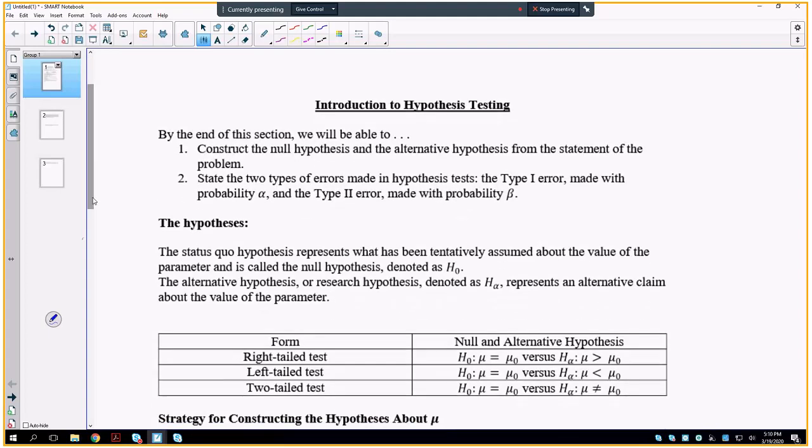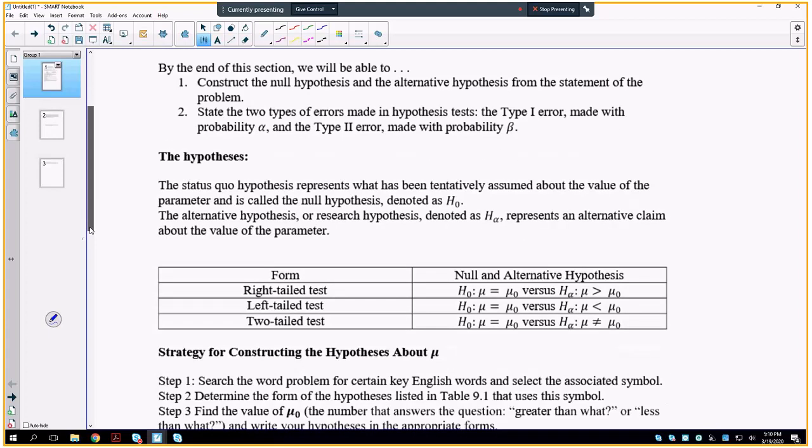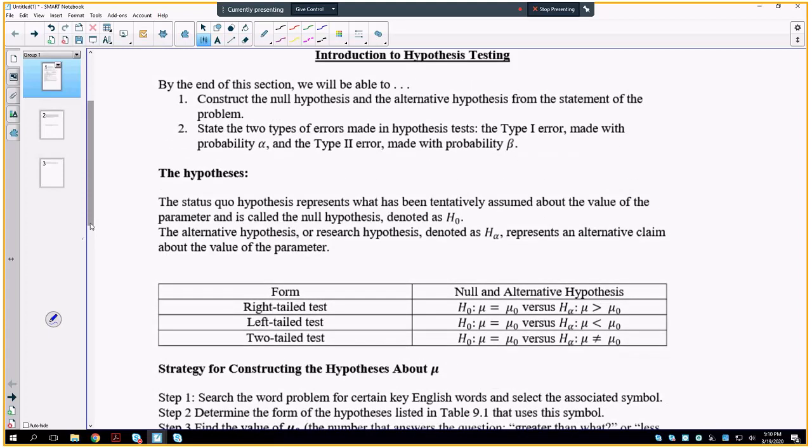Just an introduction to hypothesis testing. We'll mostly be talking about definitions. And by the end of the section, you should be able to construct a null hypothesis, construct an alternative hypothesis, as well as state the different types of errors that could be made in a hypothesis test. So in a hypothesis test, we are trying to test whether or not something is true.